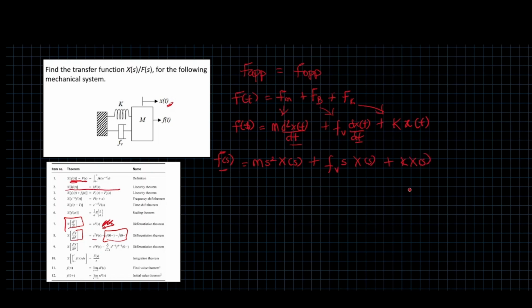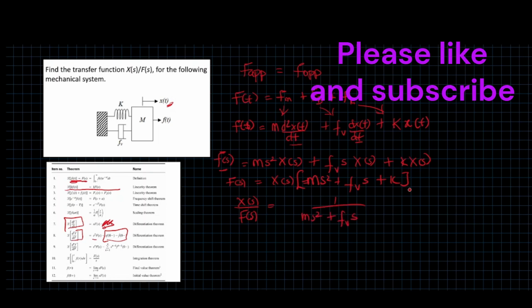You can simply see that here. Now you can factor out X of s, so it's m s squared plus FV s plus K. So X of s over F of s, which is the transfer function, will be equal to 1 over m s squared plus FV s plus K. This is your final answer. Thank you for listening.